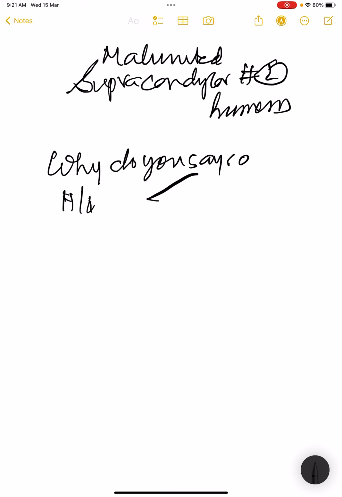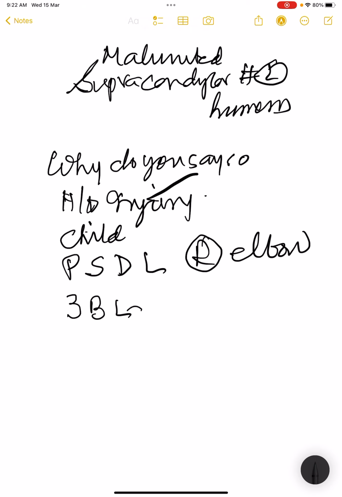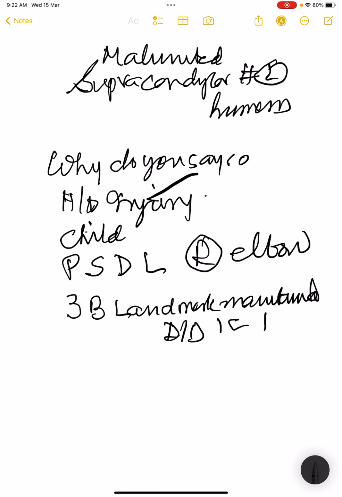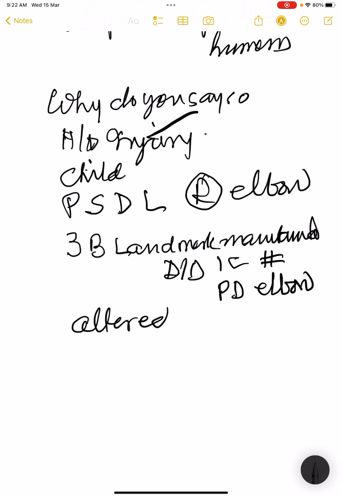So there's history of injury. Fall on an outstretched hand in a child. There is pain, swelling, deformity, loss of function around right elbow. The relationship of three bony landmarks is maintained. So this is the differential diagnosis of intercondylar fracture or posterior dislocation elbow, but is altered in relation to humerus.